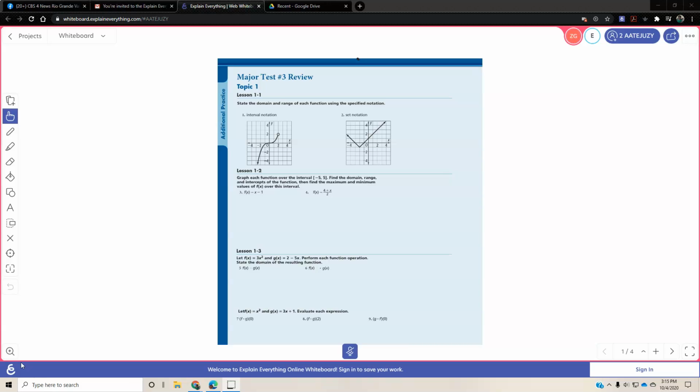It's asking to state the domain and the range of each function using the specified notation. So I know that the domain is going to be from negative infinity to positive infinity, and of course it's going to be parentheses. Now the range, you notice that the lowest y value is negative 1. So the range is going to be from negative 1 to infinity, or you can say y is greater than or equal to negative 1. And then for the domain, it could be all reals.